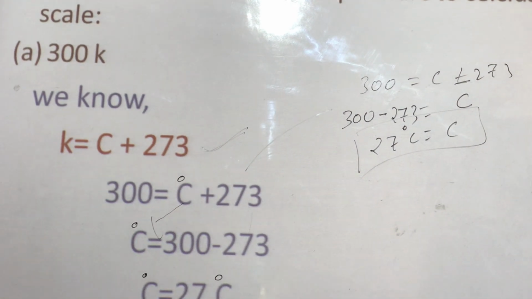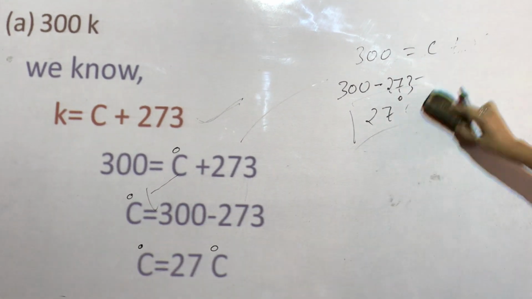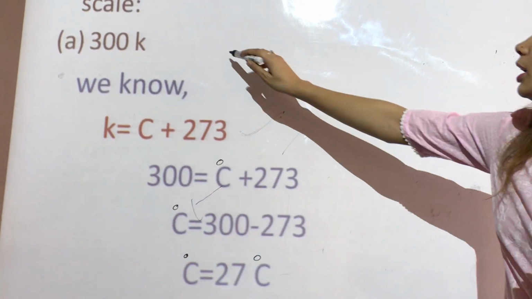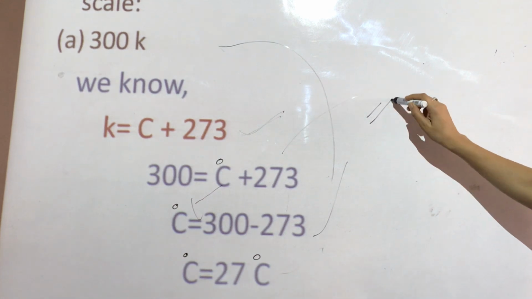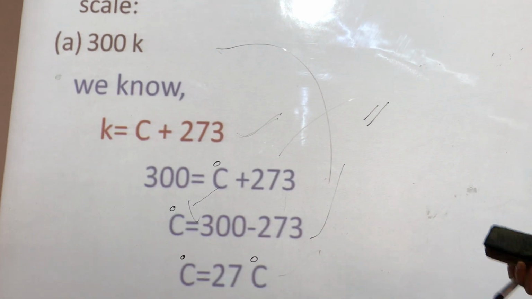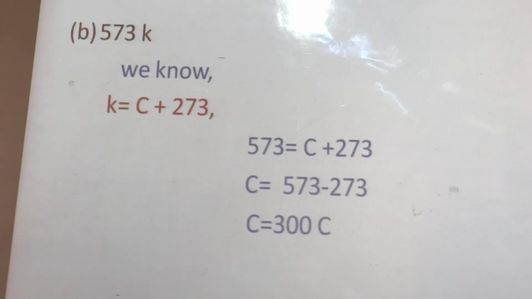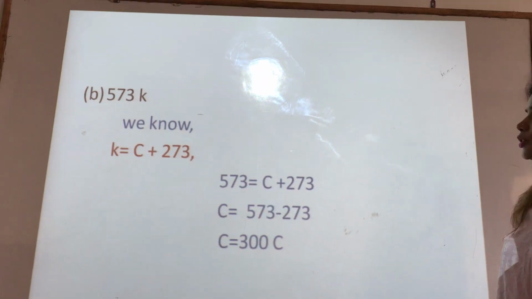I hope it is clear to you. So 300 Kelvin and 27 degrees Celsius, they both are the same. You understood that? Alright, I have one more example for you. Next one, convert this. Try to do it by yourself.